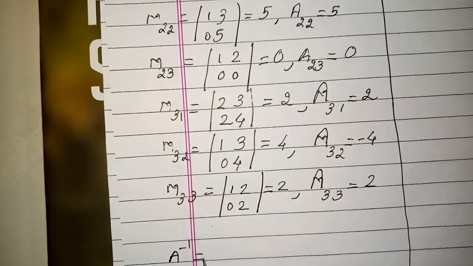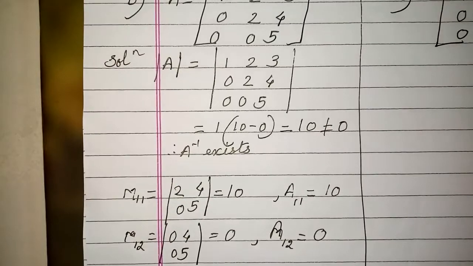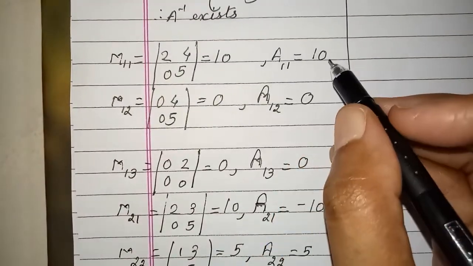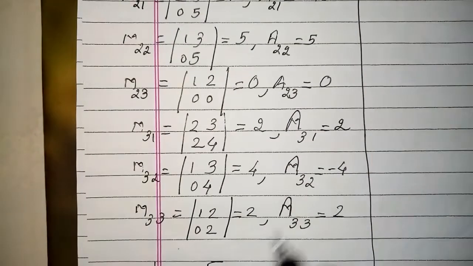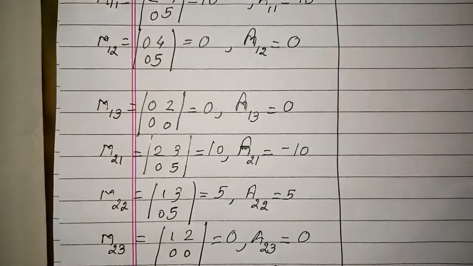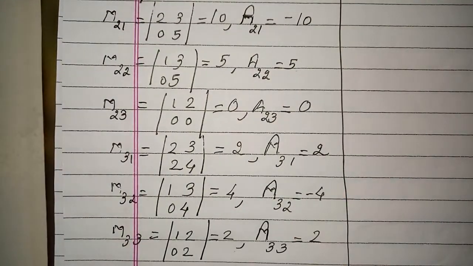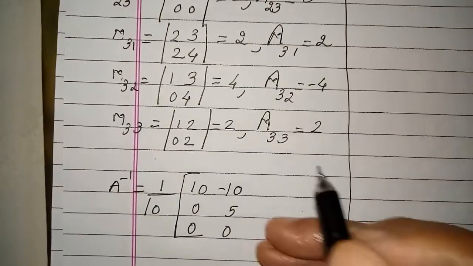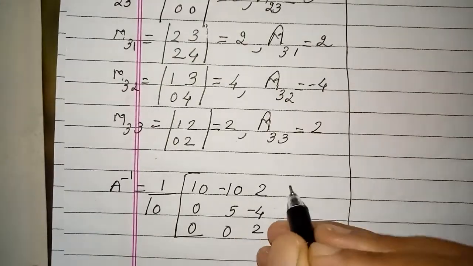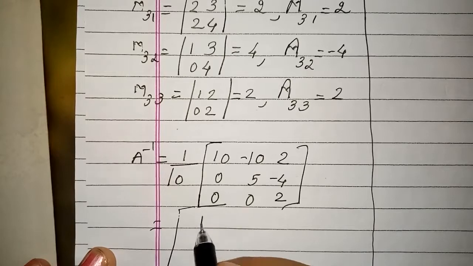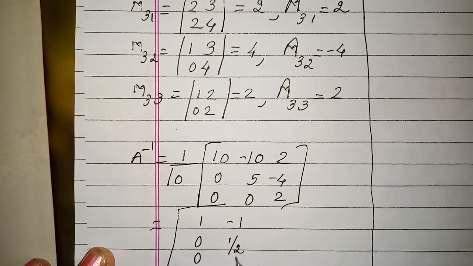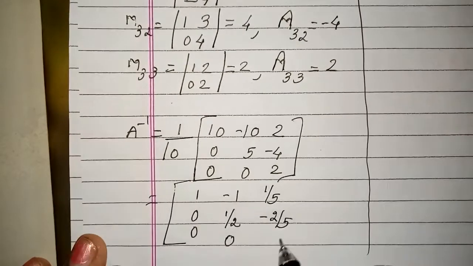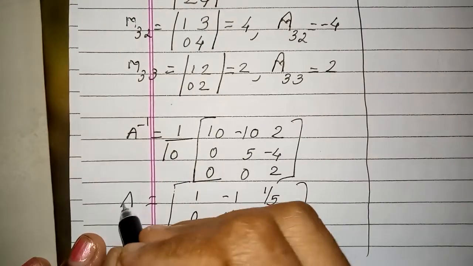Now it's a matter of just substituting. So now A inverse will be equal to 1 upon determinant of A, which is how much, children? 10. So I write here 10. Now let us write A11, A12, A13: 10, 0, 0. What is A21? Minus 10, 5, 0. What about this? 3, 1, 3, 2, 3, 3. If you want, you can simplify this: 1, 0, 0, minus 1, half, 0, 1 by 5, minus 2 by 5, and 1 by 5. So this is my A inverse.